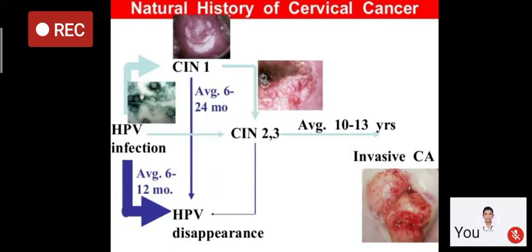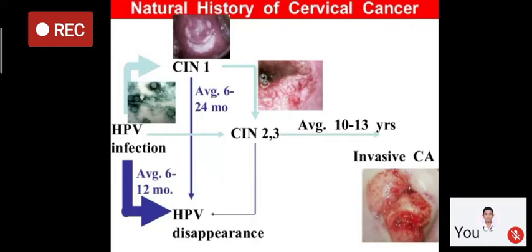So if you can see, HPV infection looks like the first slide. This further goes on to formation of CIN1. Almost all women have HPV infection if they are sexually active. This is important: all women of sexually active age will have HPV infection. And because of immune mechanism, within 6 to 12 months, generally the HPV infection disappears.